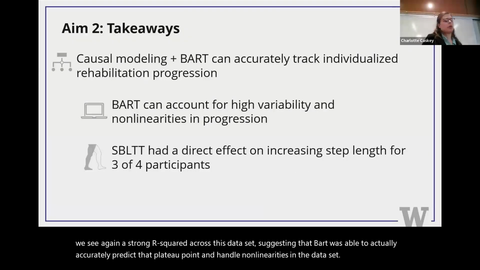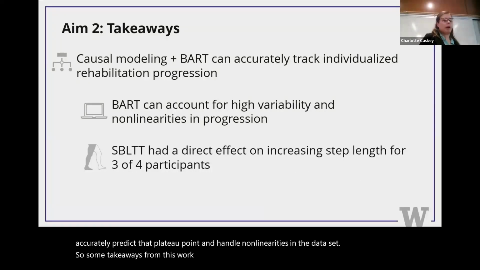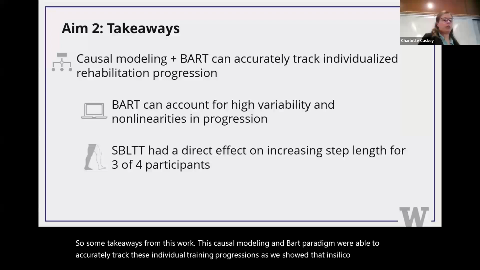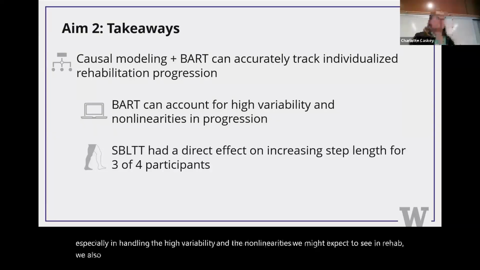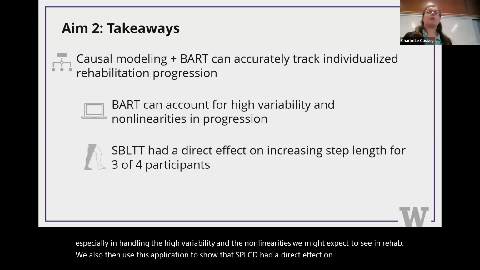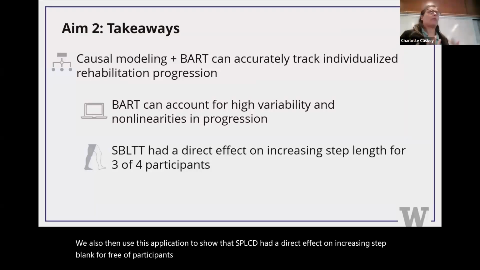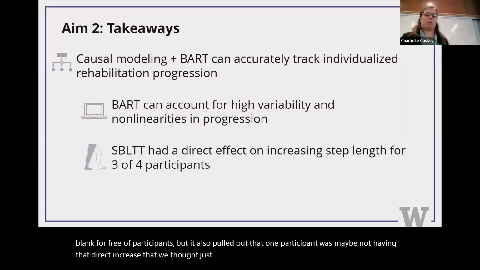So some takeaways from this work: this causal modeling and BART paradigm were able to accurately track these individual training progressions, as we showed with that in silico data set, especially in handling the high variability and the nonlinearities we might expect to see in rehab. We also then used this application to show that SPLCT had a direct effect on increasing step length for 3 of 4 participants, but it also pulled out that one participant was maybe not having that direct increase that we thought just looking at the data with a total effect.